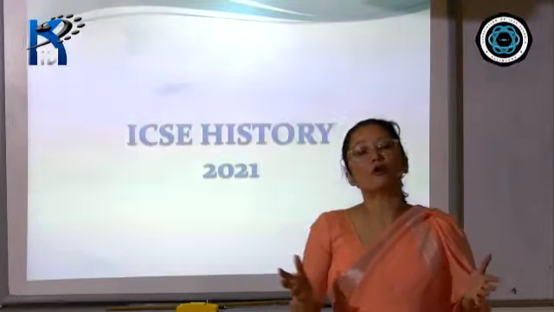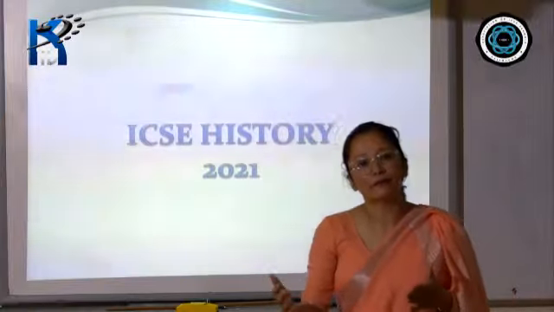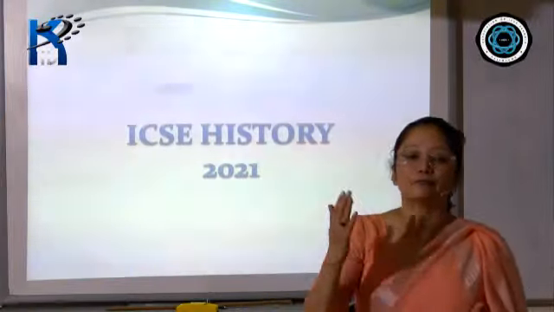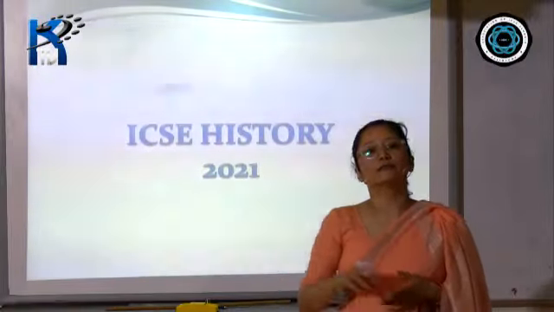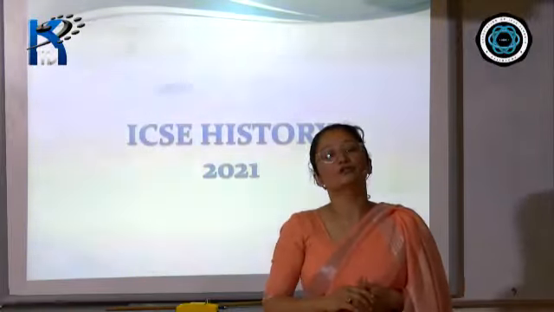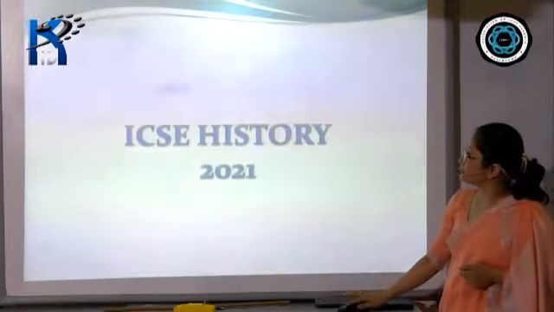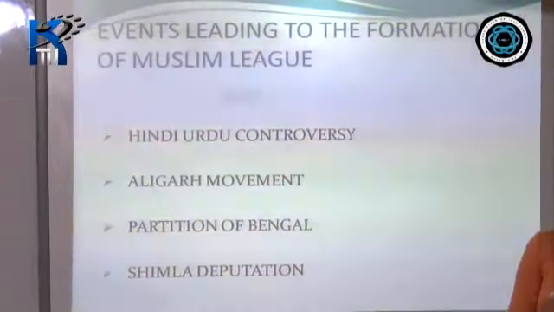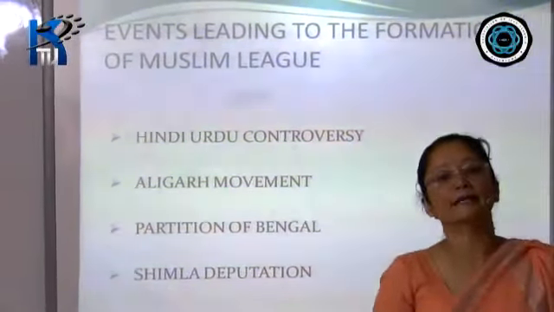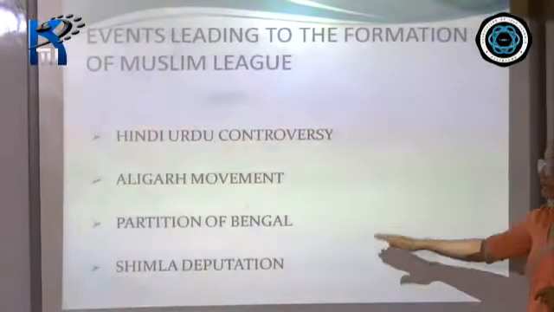Events meaning what all happened. Last time we just discussed the factors that led to this ill feeling. Today we will look at these various events which led to the formation of this organization. So let us begin today's lecture with the events leading to the formation of the Muslim League, which was ultimately established in 1906. I have just given the events here.